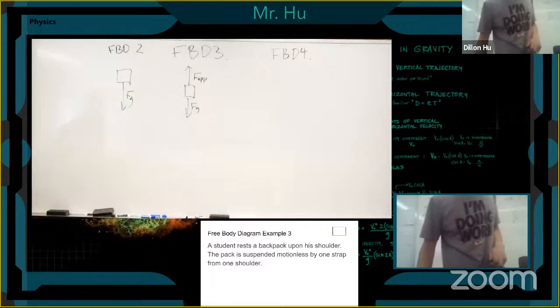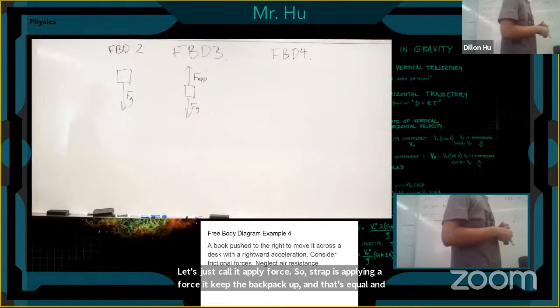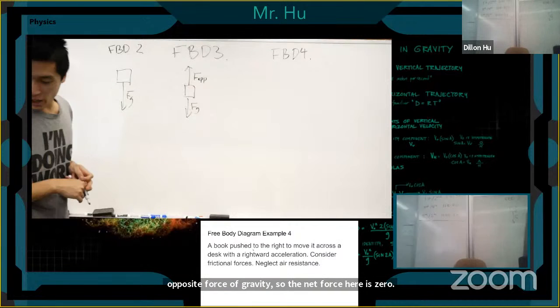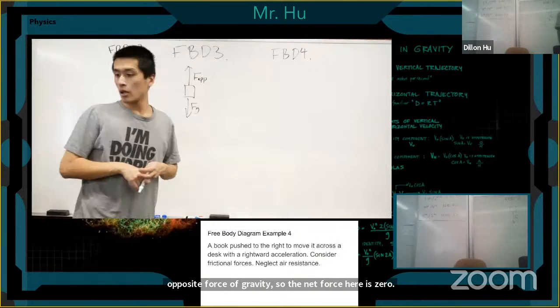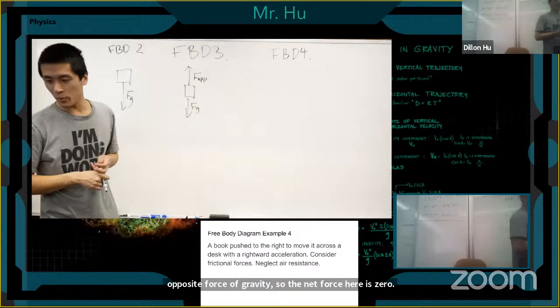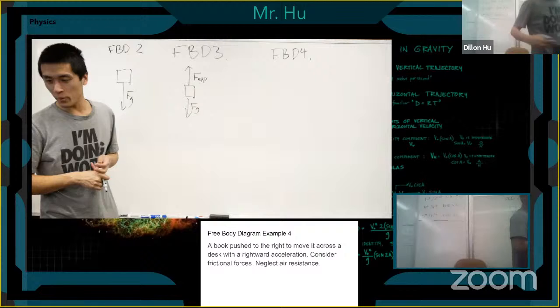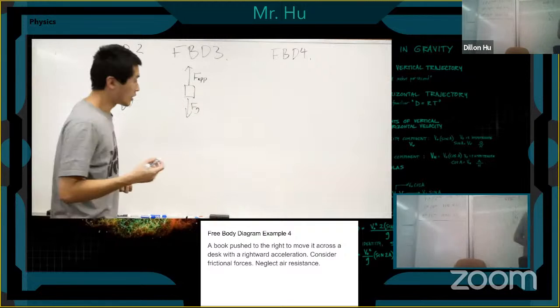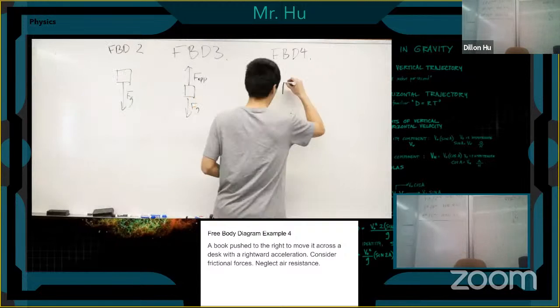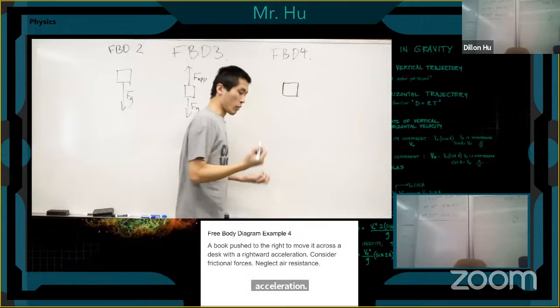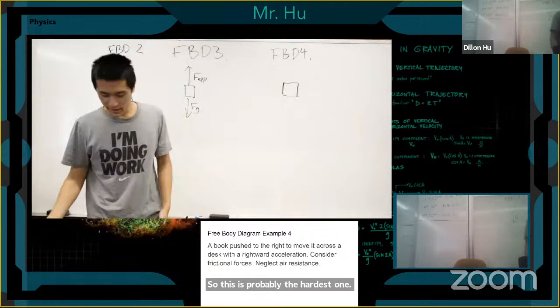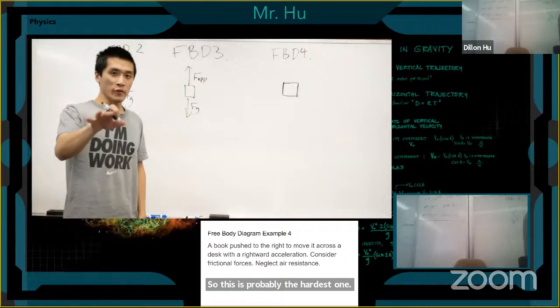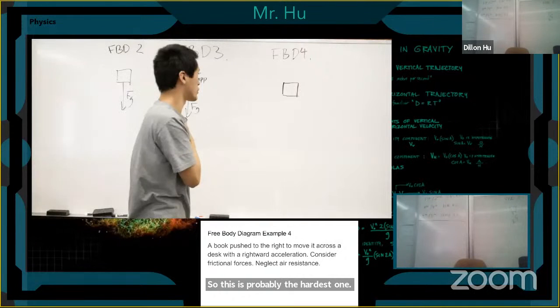And then last but not least, there is a box being pushed to the right to move it across the floor with a rightwards acceleration. This is probably the hardest one. We want to consider frictional forces here, so I'll try to do this as detailed as I can. The box is being pushed to the right. The first thing we want to do is identify the forces that are going to be present here. The force that is always going to be present is the force of gravity.